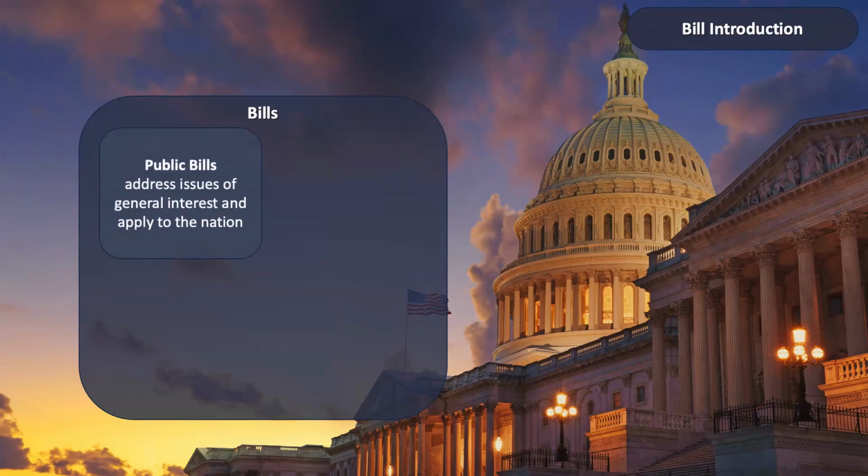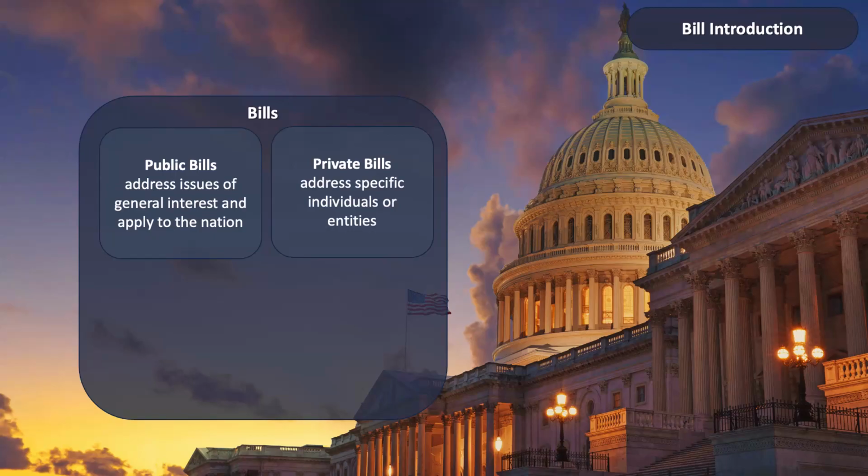Public bills propose laws of general interest and apply to the entire nation or large groups of people. They cover broad policy areas like taxation, healthcare, defense, education, labor, or the environment. Private bills, on the other hand, are intended to affect only specific individuals or entities. They're much less common and are usually considered when an individual or group faces a unique situation that cannot be adequately addressed by existing laws.